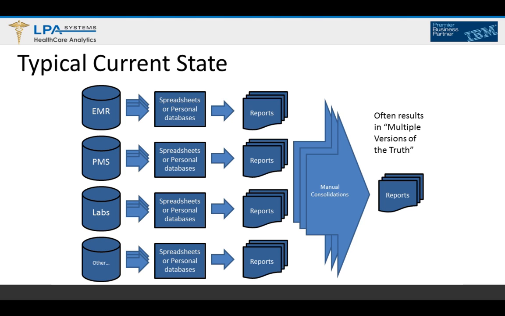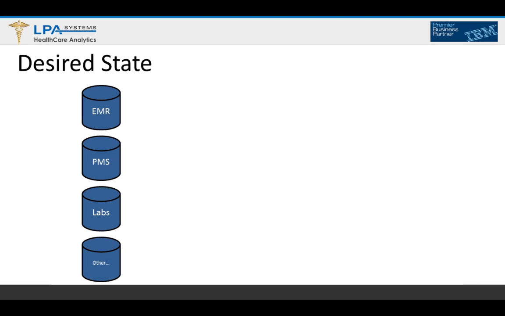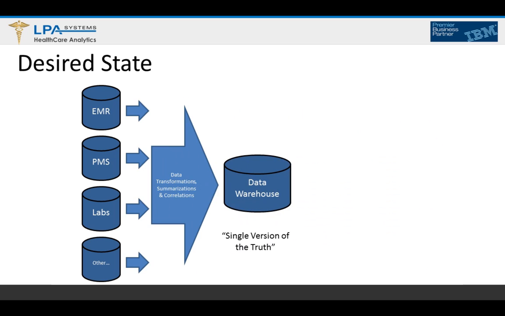So, how do you fix it? Well, first of all, we have to define what the desired state is, and then how do we get there? So there's always going to be multiple sources of data. We'll never get to a single solution that has every single thing that the customer needs. But what we want to be able to do is collect that data as close to the source as possible and bring it into a single data repository, creating that single version of the truth.